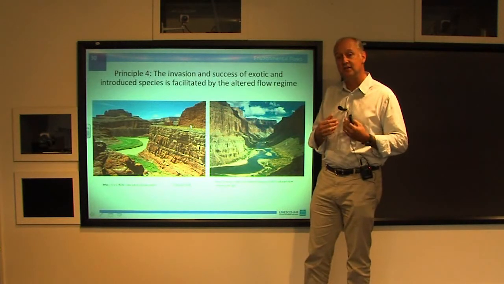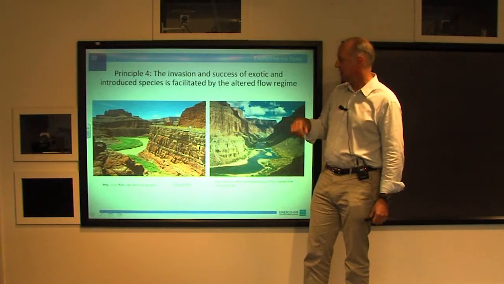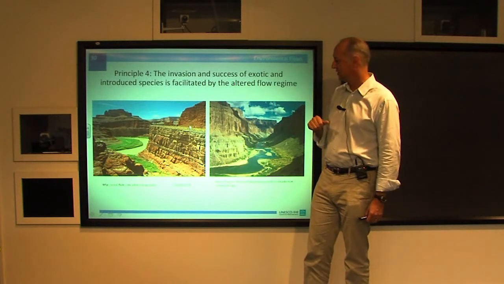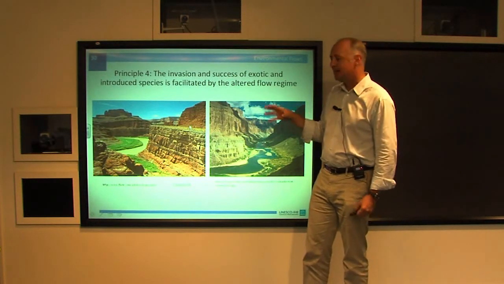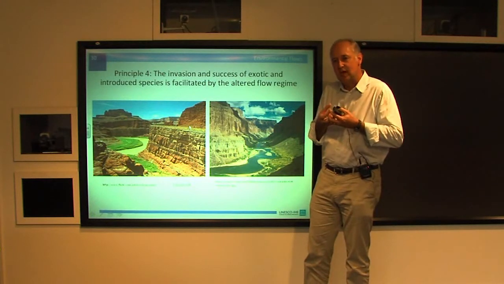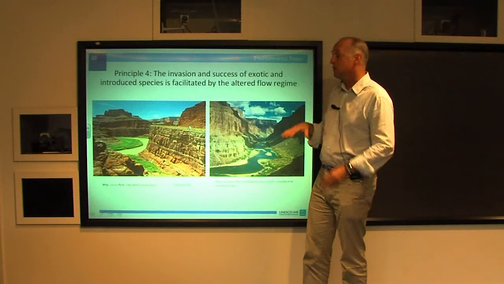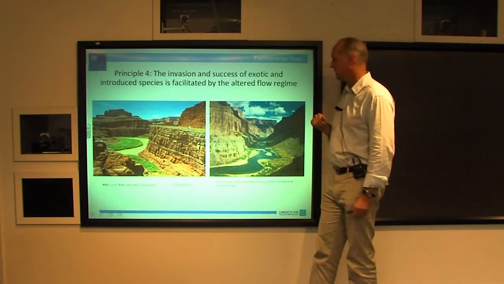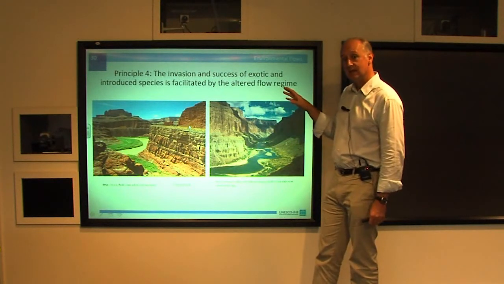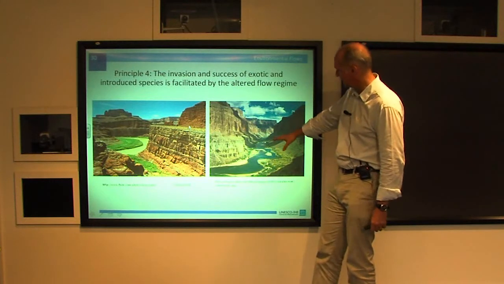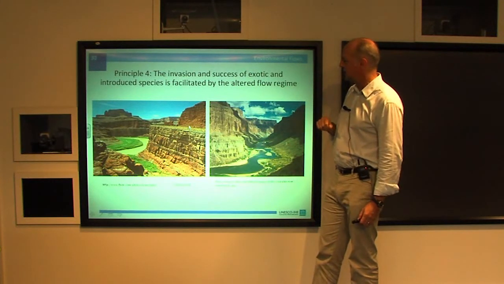Now there are some advantages that come with additional riparian vegetation, but in this case the tamarisk grows so tightly that it actually is inhibiting, it's reducing the habitat available to organisms that make use of these areas. This is just another illustration here.